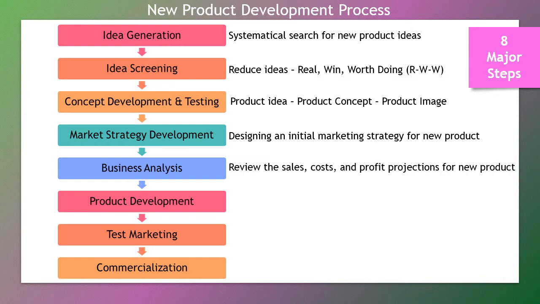Most often at the same time as the marketing strategy development is going on, there's also a business analysis. So once management has decided on the product concept and the marketing strategy, it can evaluate the business attractiveness of the proposal. A business analysis basically reviews the sales, the costs, and the profit projected of the new product to find out if they'll satisfy the company's objectives. If the projected satisfies the company's objective, then basically the product can move on.